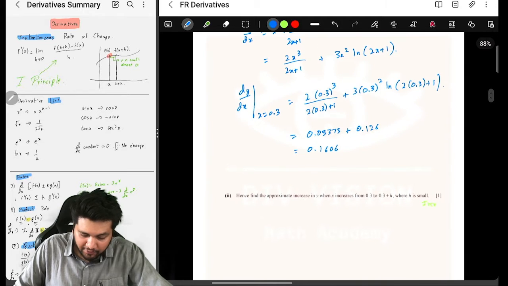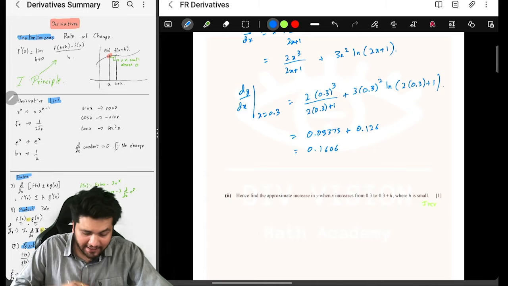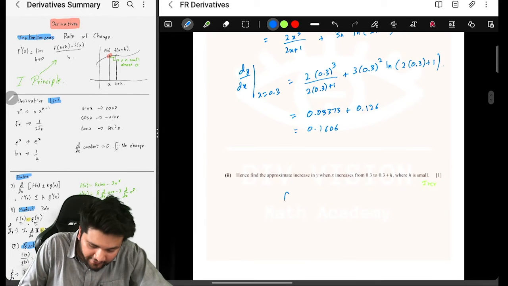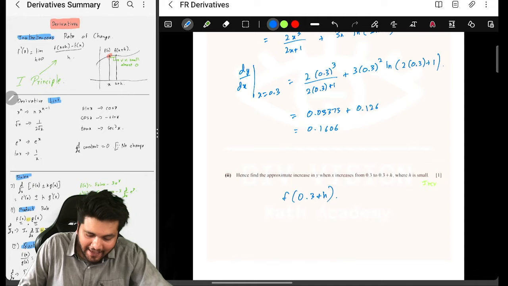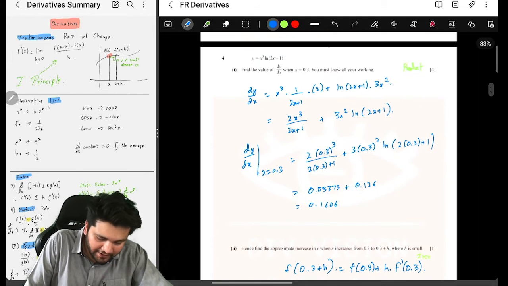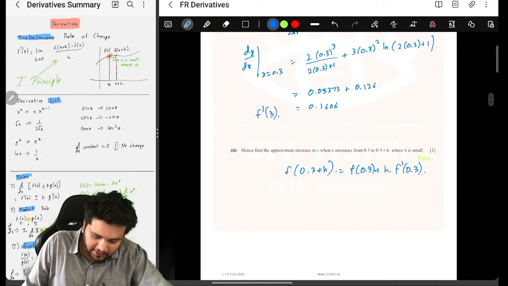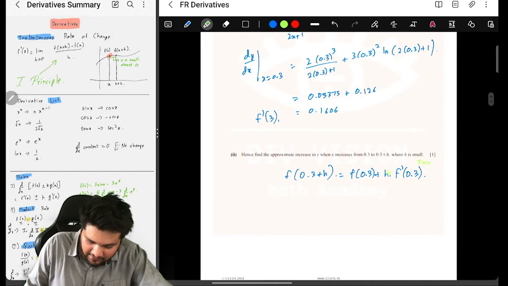Now the thing is, hence find the approximate increase in y when x increases from 0.3 to 0.3 + h. See, they are not asking the value of f(0.3 + h). They are asking what is the amount of increment. See, this is going to be h into f'(0.3). Now see, here we got f'(x) as this thing, and once we substituted, actually this was the value of f'(0.3). Now here they are just asking the increment which has happened, and this is going to be just h into f'(0.3), which we already found.